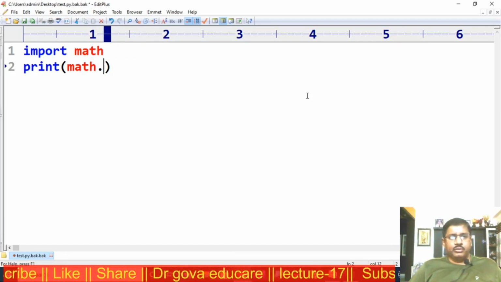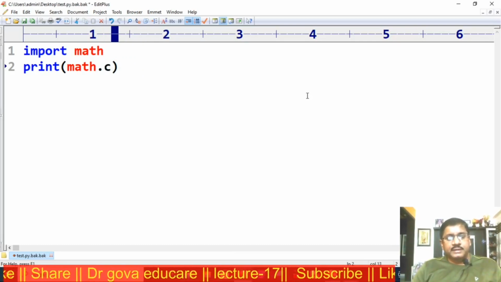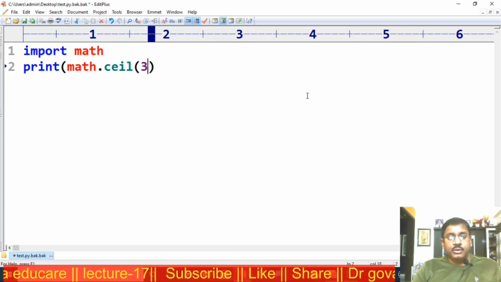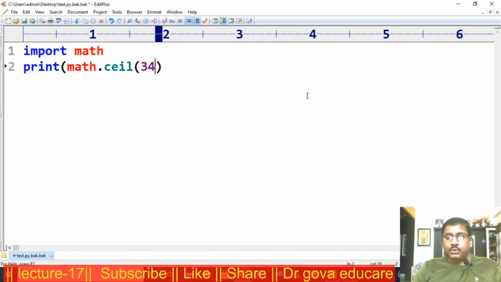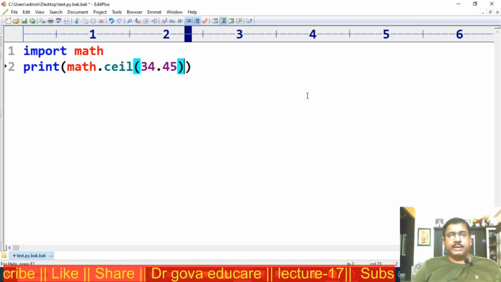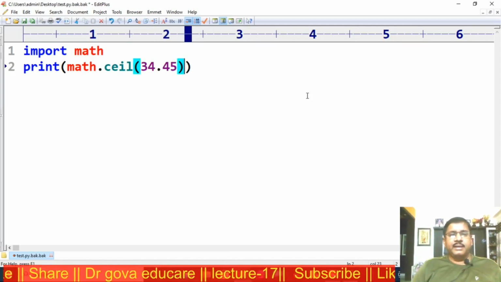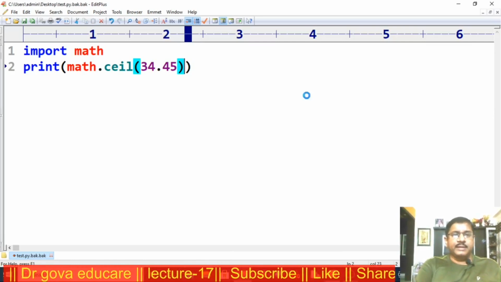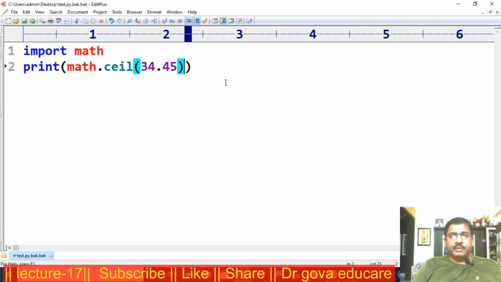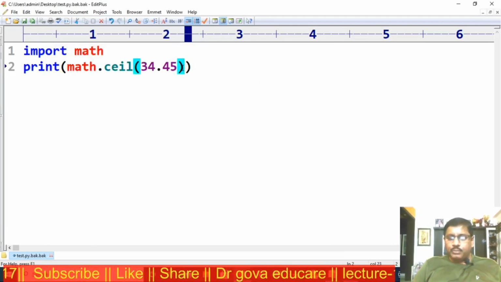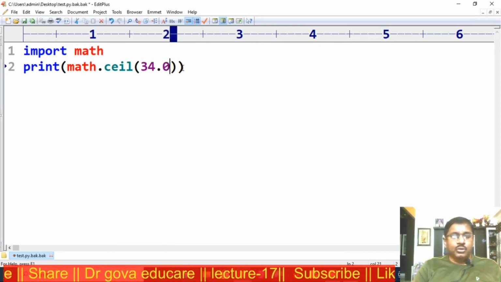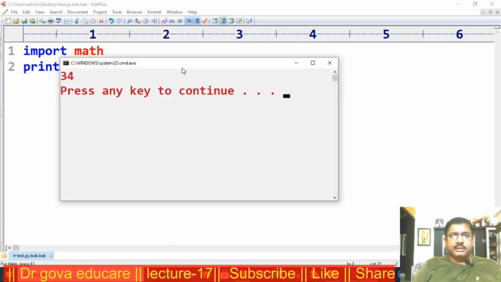Similarly, I want to use the ceil function, ceil of 34.45. It gives the next higher integer. Now the output is 35. Similarly, ceil of 34.0 gives 34.